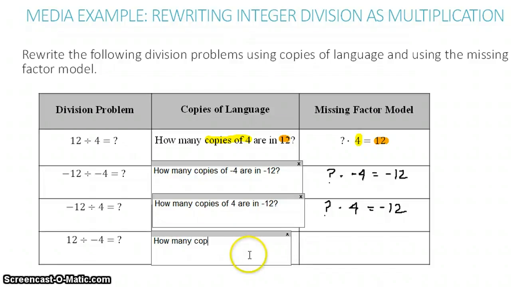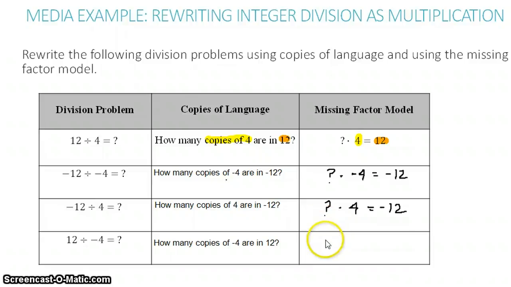How many copies of negative 4 are in positive 12? So this would be how many copies, unknown first factor, of negative 4, our known second factor, equals positive 12. So we've rewritten these division problems as multiplication problems with a missing factor.